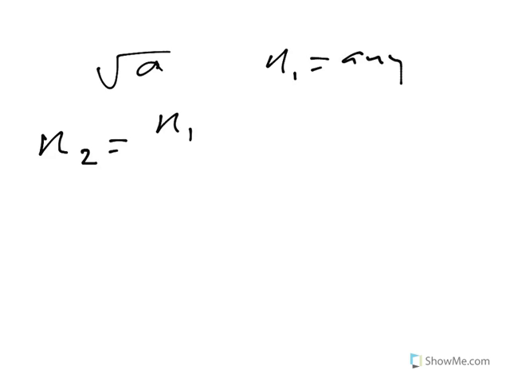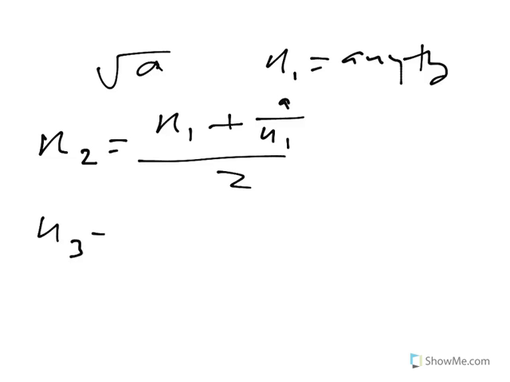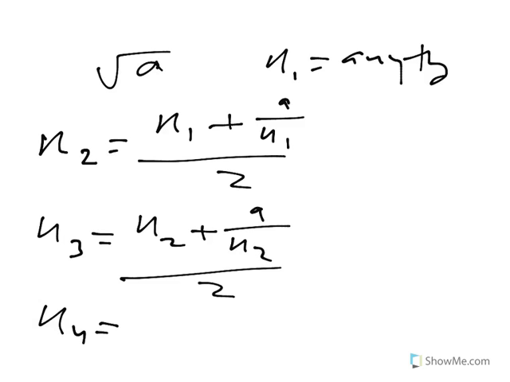In general, we're trying to get the square root of a, and n1 could be anything. n2 is (n1 plus a over n1) over 2. n3 is (n2 plus a over n2) over 2. n4 is (n3 plus a over n3) over 2, and that process goes on forever.